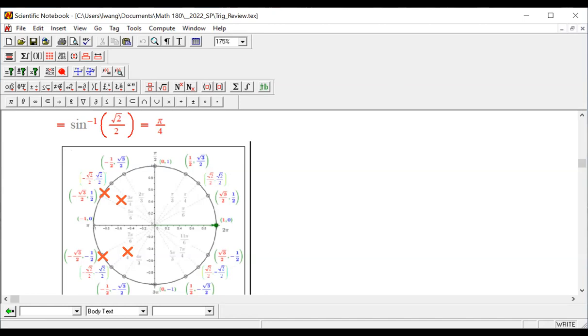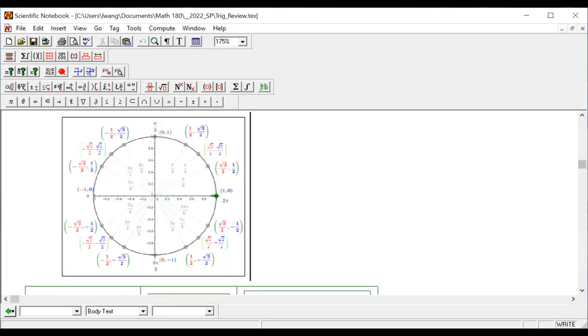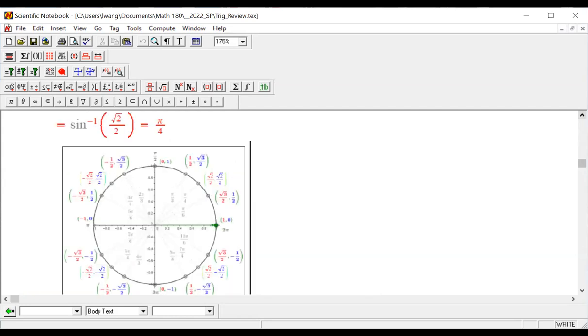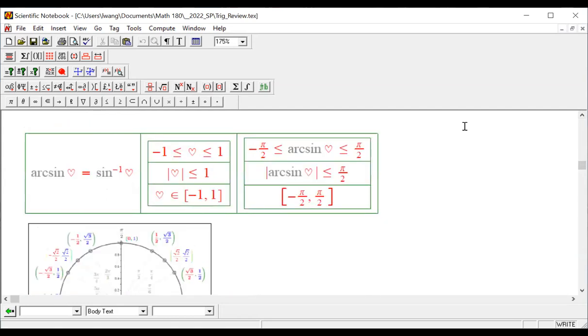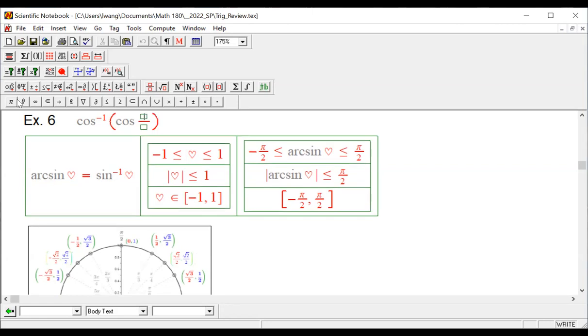Okay. So in these cases, you cannot use the shortcut. The next one will be example number 6. Okay, so this time it is arc cosine of cosine of 3 pi over 4.